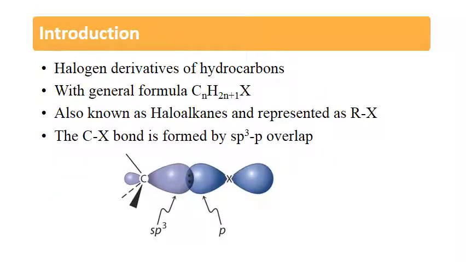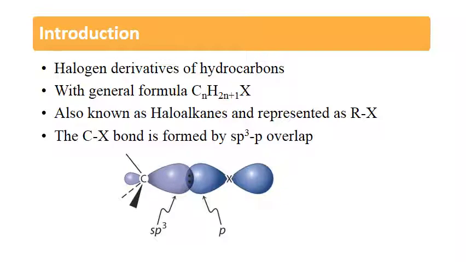So the first one is the haloalkanes or alkyl halides. These are the compounds formed by replacing one or more hydrogen atoms in alkanes with halogen atoms. They may be mono, di, tri, or tetra, depending upon the number of hydrogen atoms replaced by halogen atoms. These are the halogen derivatives of hydrocarbons, with the general formula CnH2n+1X, where X is a halogen: fluoro, chloro, bromo, iodo. It is also known as haloalkane and is represented as RX.